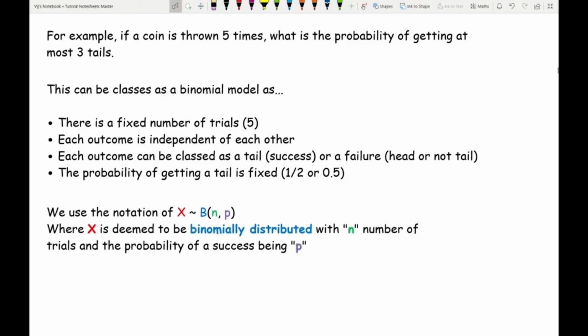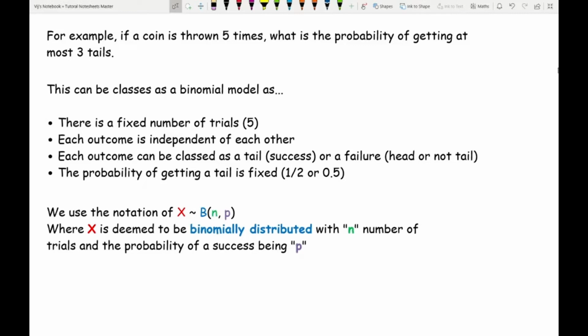Here we've got a fixed number of trials, which is 5, so we're definitely going to throw this coin 5 times. The outcome of each trial is going to be independent of each other. For example, the outcome of my first throw is not going to have an impact on my second, my third, my fourth or my fifth. I've only got 2 possible outcomes, either a tail or not a tail, or a head even. And the probability of a success, which in this case, because we're focusing on tails, is fixed, so it's always going to be a half.